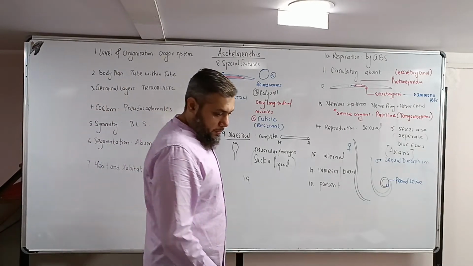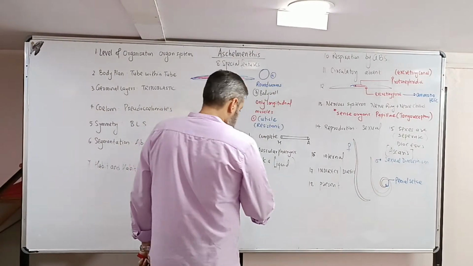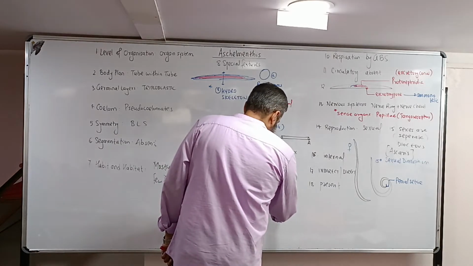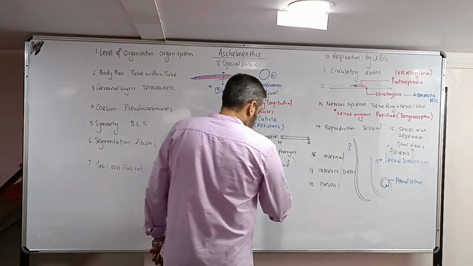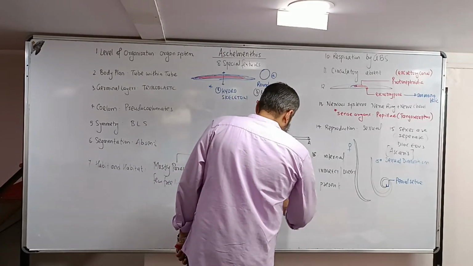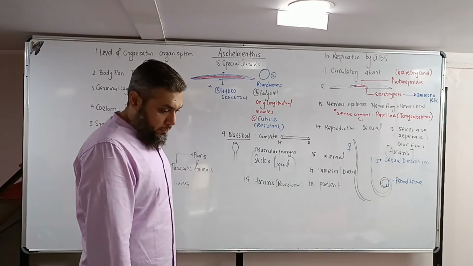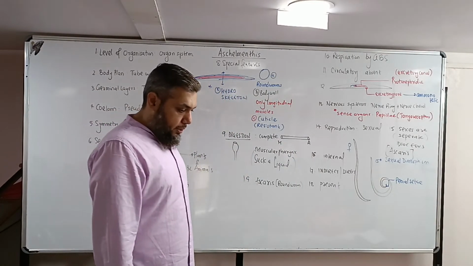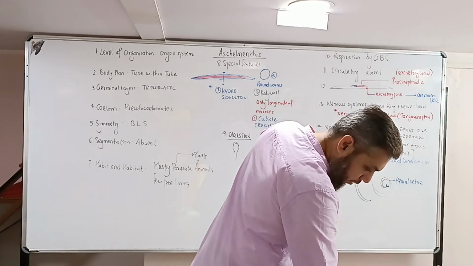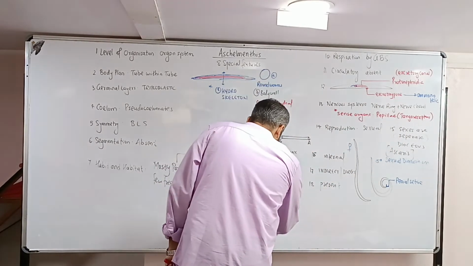The first one is Ascaris. Ascaris lumbricoides, which is also called what? Roundworm. Then Wuchereria. What is it? Wuchereria. Filarial worm.